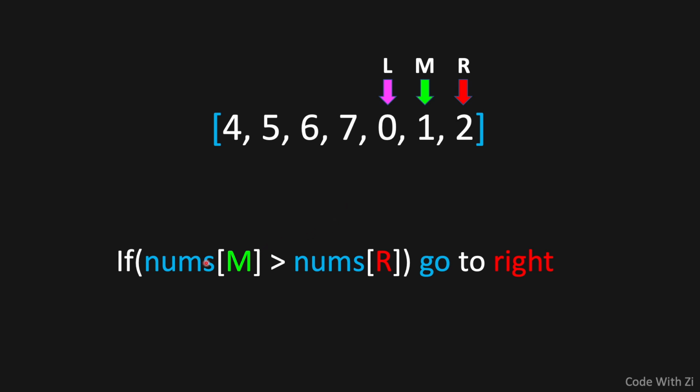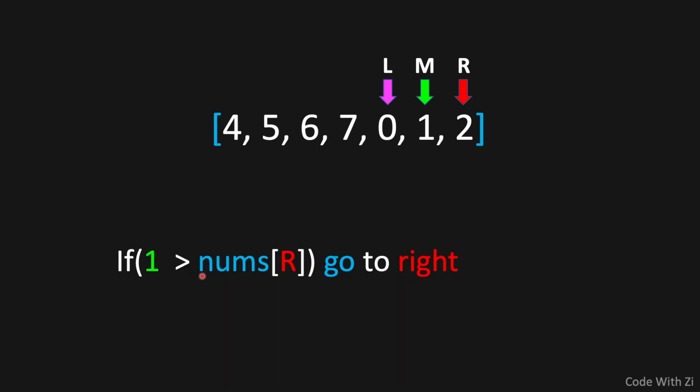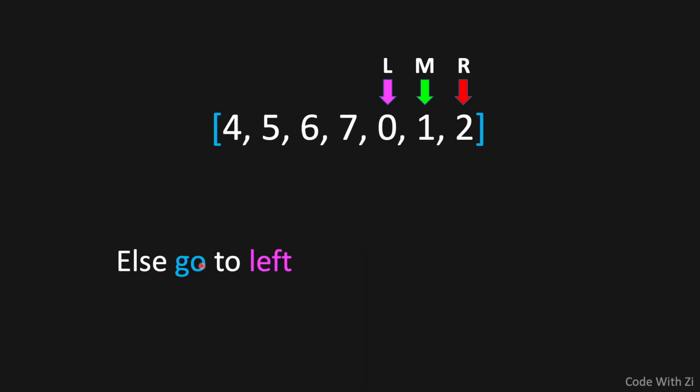We're going to say if the number that middle is pointing to, which is 1, is greater than the number that right is pointing to, which is 2, go to the right. Well, 1 is not greater than 2, so we're going to fall inside the else. We're going to say else, go to the left, meaning right should be equal to middle. So right should be equal to middle, like so.